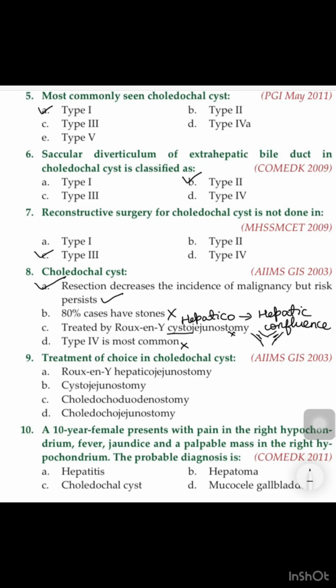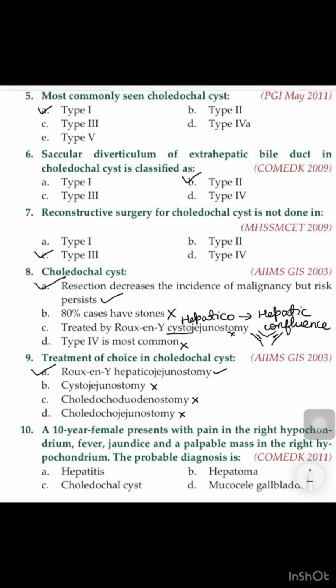Treatment of choice in choledochal cyst is Roux-en-Y hepaticojejunostomy. Yes. So always, if you find the correct option, also try to read all the 4 options. Cystojejunostomy, no, we never anastomose with the cyst. Choledochoduodenostomy, no, there are high chances of stone formation, so we don't do this. And choledochojejunostomy, no, there is high chance of recurrence and stone formation. So the correct option is A. And always you should rule out the options before arriving at the correct answer.